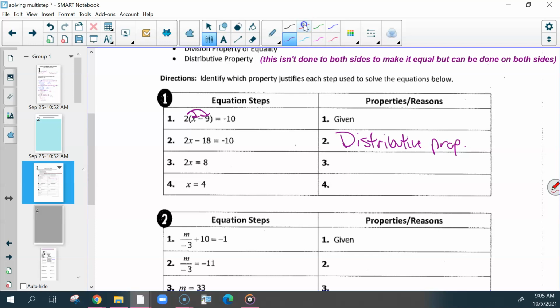And then we're looking at in step two to step three, what did they do to get here? They added on both sides. So this 18 is gone, and the only way to get rid of these things is to do the opposite. So this was a minus, so they had to add 18 to both sides. So that would be your addition property of equality. I'm just going to put POE for short, because I don't have space to write all that.